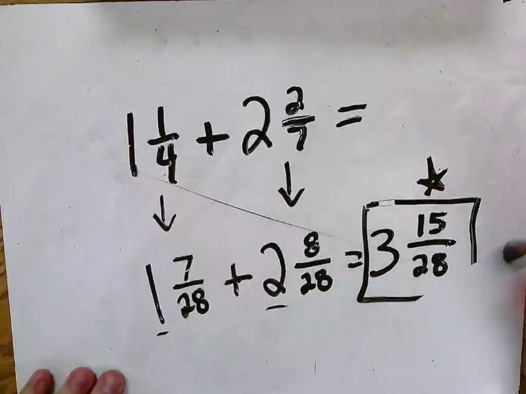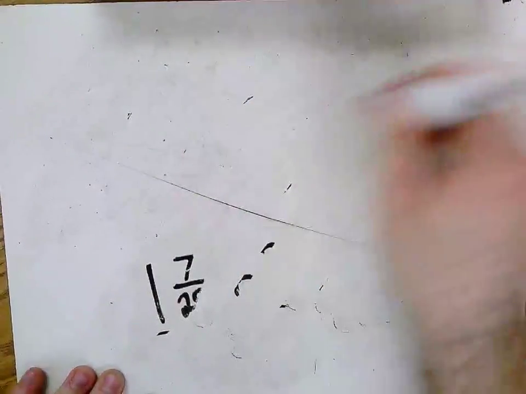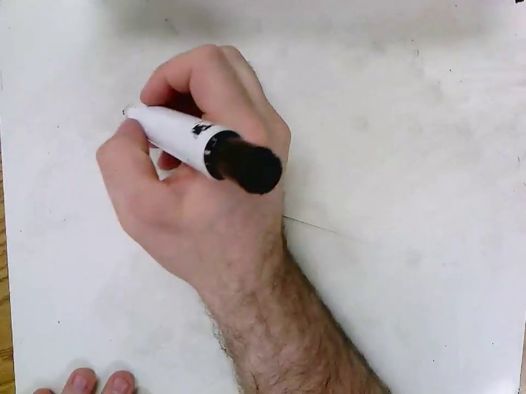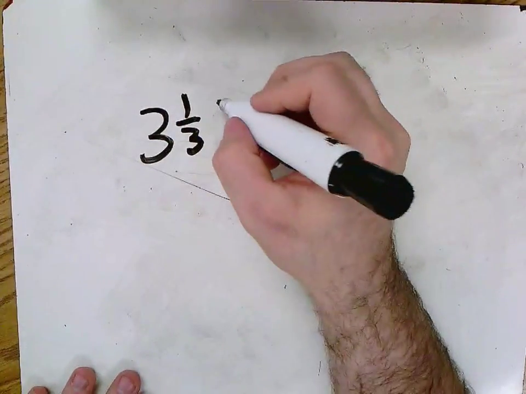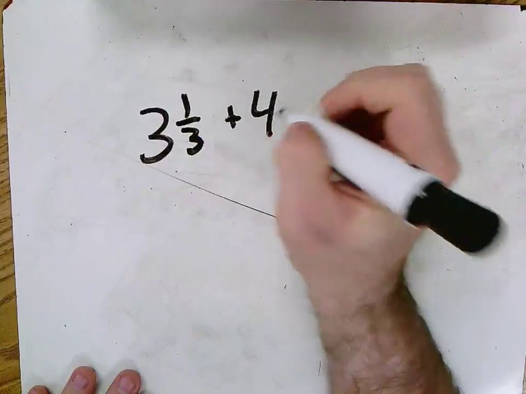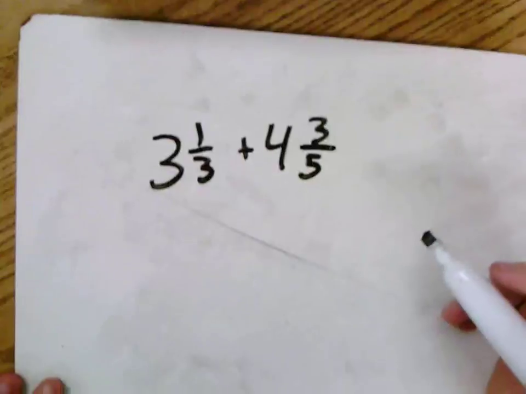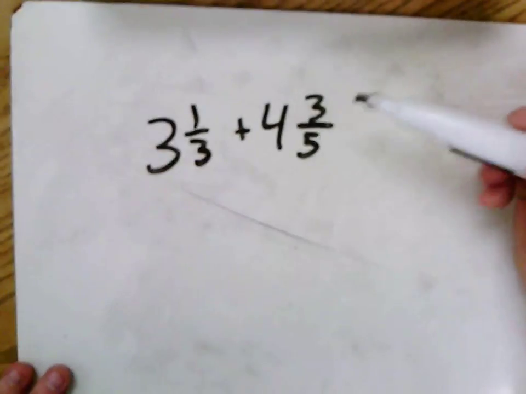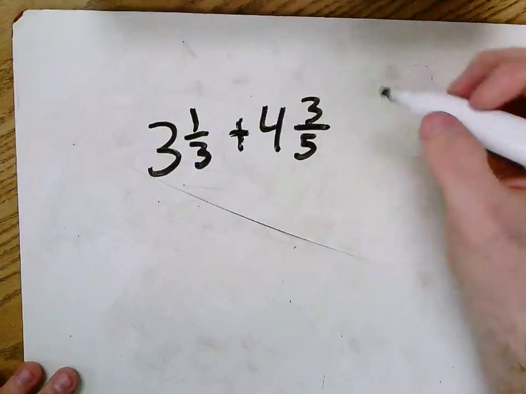All right, next problem. As promised, this one will need regrouped at the end, which means the fractional part is going to be more than 1/2. So I'm going to have an improper fraction. You'll be able to see why right at the very beginning. Well, maybe not. Plus 4 and 3/5. You can at least assume it's going to be close because 1/3 is kind of close to a half, and 3/5 is slightly more than a half. So if it's not going to go over, you know it's going to be close.